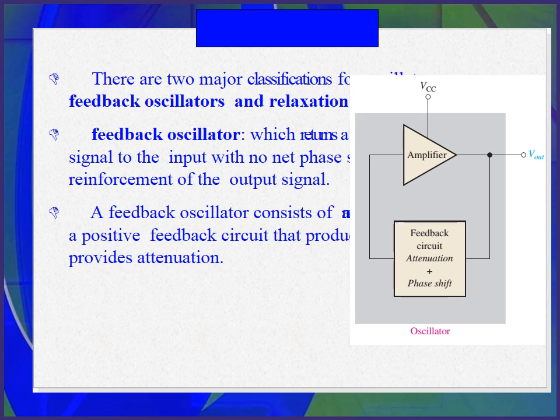A feedback oscillator consists of an amplifier for gain, either a discrete transistor or an op-amp, and a positive feedback circuit that produces phase shift and provides attenuation, which is shown in the figure.